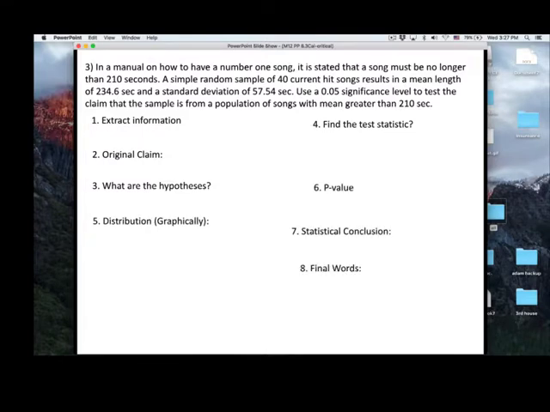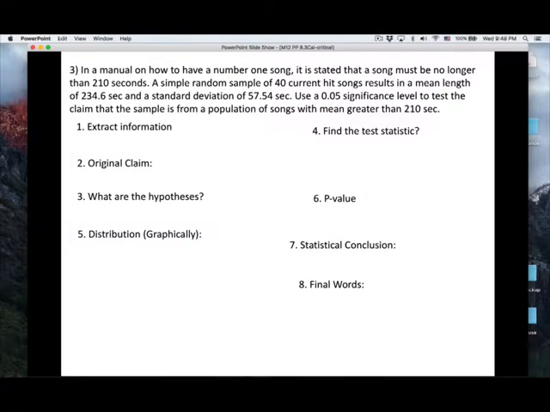So, we'll be using this step. First, I want you guys to look at the original claim. Find the claim statement in this question. The claim statement should be the last sentence here: test the claim that the sample is from a population of songs with mean greater than 210 seconds. In the claim statement, you could know which population parameter we are working on.